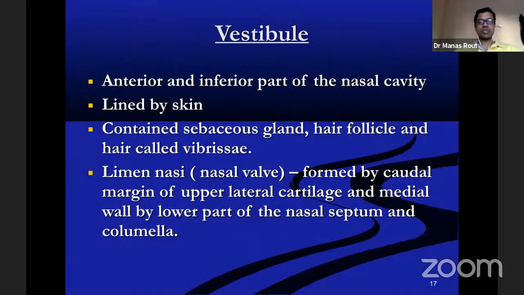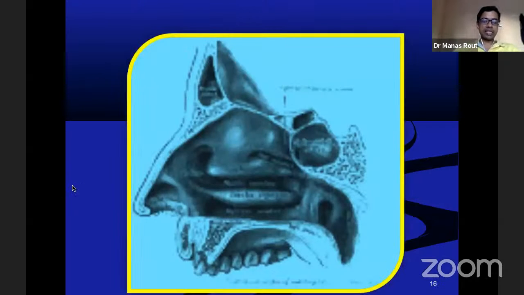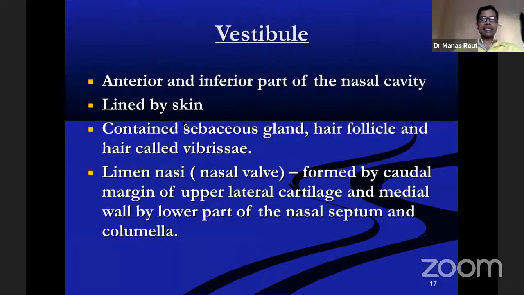Next, coming to the vestibule, I told you it's a skin-lined structure. It is the anterior and inferior part of the nasal cavity. Let me show the picture again so that you can have an idea. See, this is the anterior. Why is it called inferior? You can see a lot of the nasal cavity is there superiorly, so the vestibule is usually inferior. Anterior and inferiorly, you'll get this vestibule, because the majority of the nasal cavity is there superiorly.